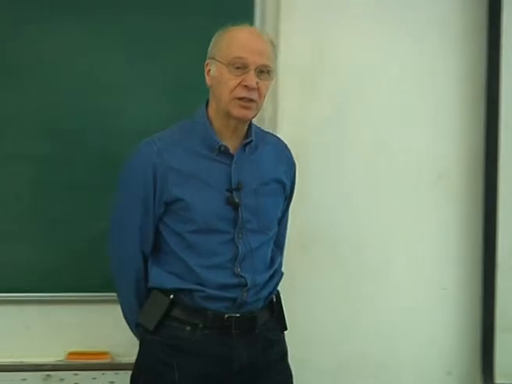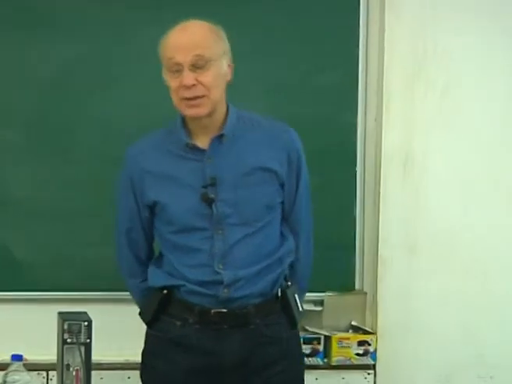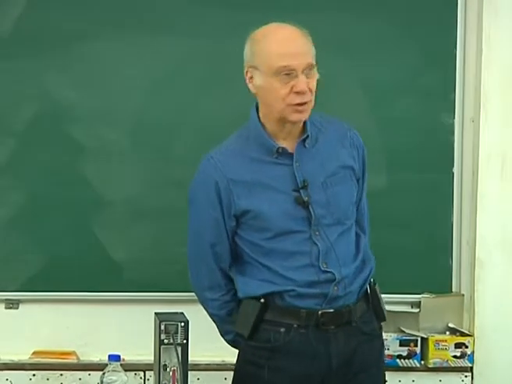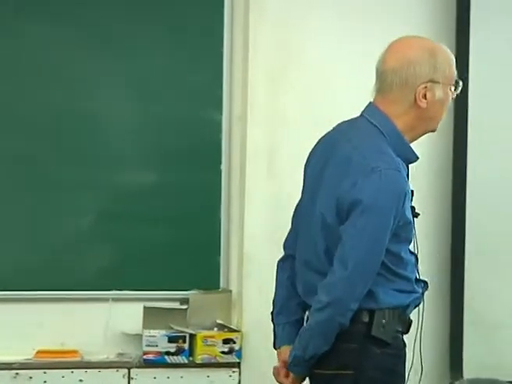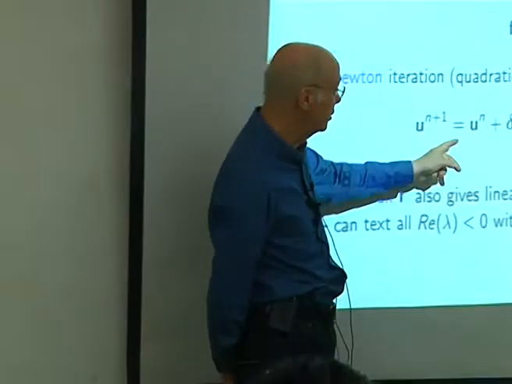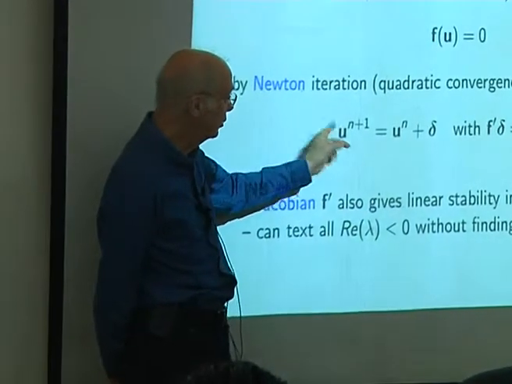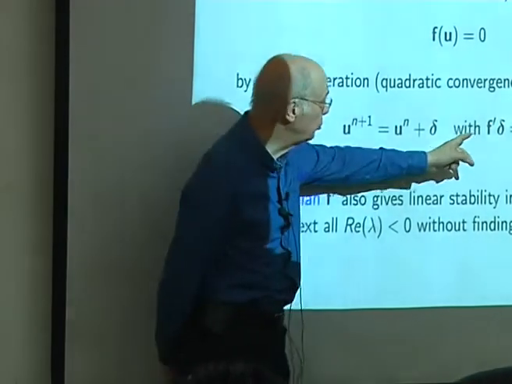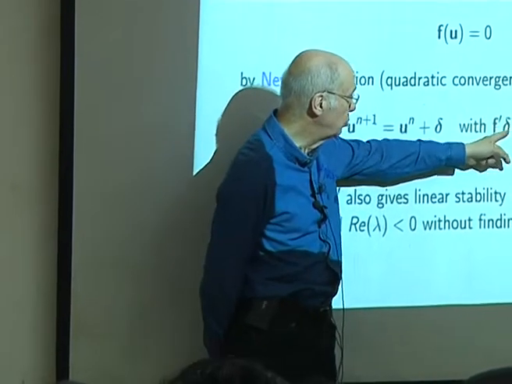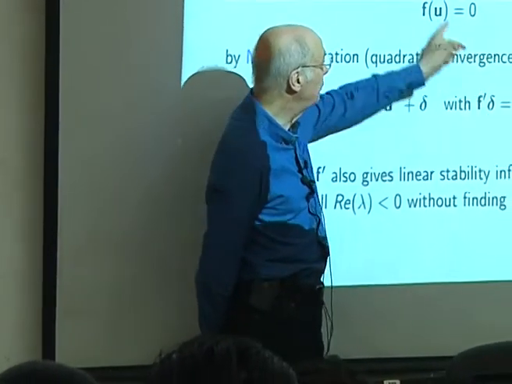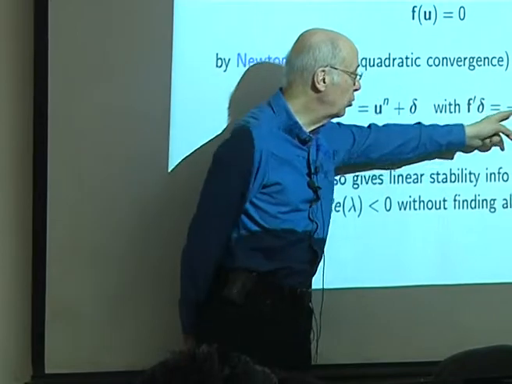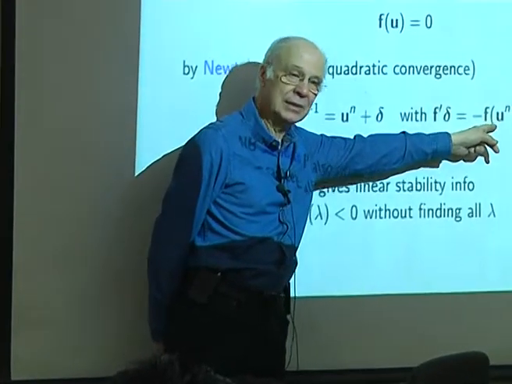When it converges, it converges very fast. But it might not converge. So the idea is you have some approximate solution and you add a little bit to it to get the new approximation, and you would like this little bit times the derivative of this function to equal the value that you're failing to get to 0.